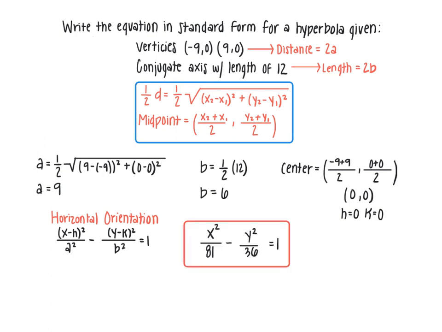So I took all the information that was given, I plugged it into my standard form equation, and my final answer is x squared over 81 minus y squared over 36 equals 1. So this is going to be for a hyperbola with vertices at -9, 0 and 9, 0, and a conjugate axis with a length of 12.